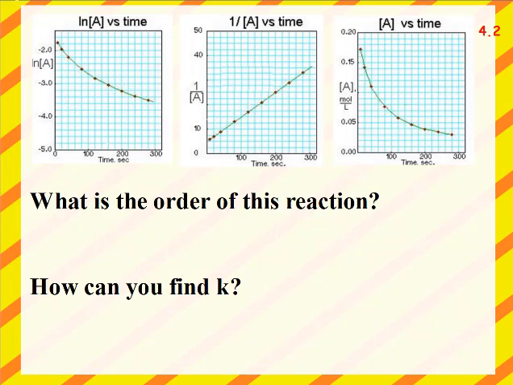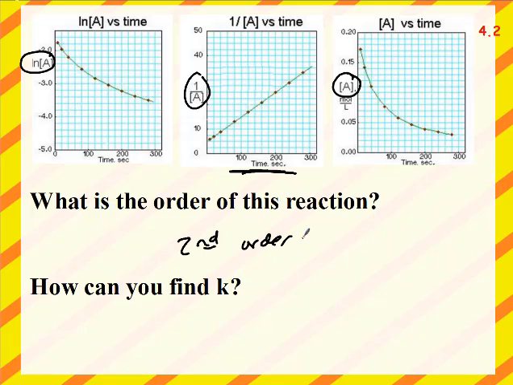Sometimes you're just given graphs like this one and asked what order is this reaction. So pay attention to your units on the y-axis. In this case, the straightest line was this one, and 1 over concentration is second order. So if we were to explain, we would say the graph of 1 over concentration versus time gave the straightest line. So that corresponds to second order.